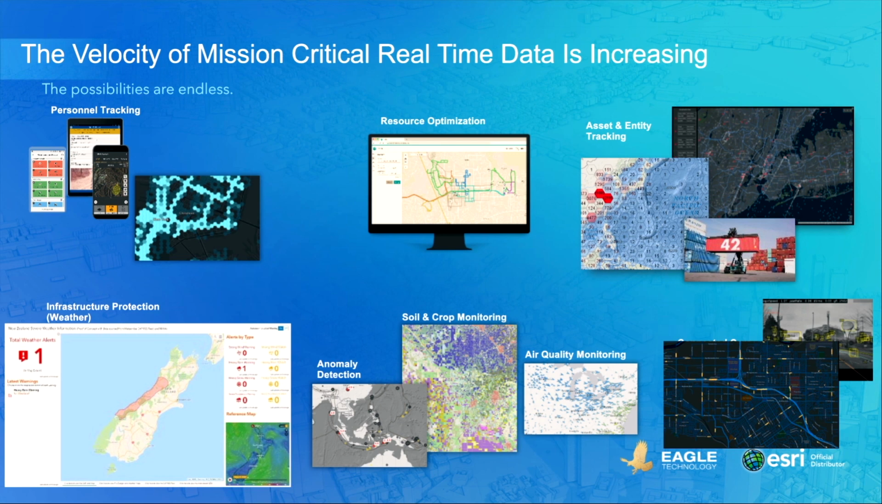In the agriculture and environmental markets, there are use cases in crop monitoring and air quality monitoring. The list really goes on and on. I look forward to seeing what geospatial uses this community can come up with within the exciting space of IoT.